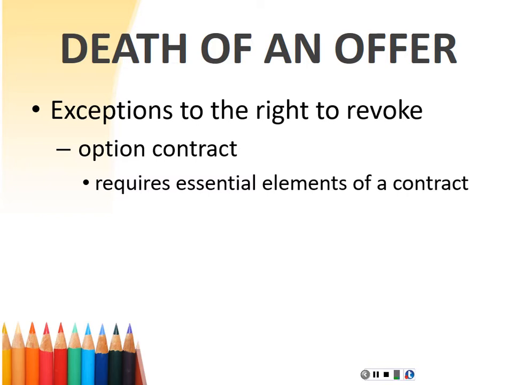We are not talking about the main contract. We are talking about the option contract. The option contract, to create this irrevocable offer, must have its own offer, its own acceptance. It must also have its own consideration, separate and apart from the consideration of the primary contract. So this is a secondary contract? I wouldn't say secondary, but I would say a second contract, okay?